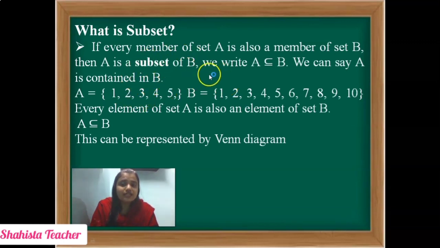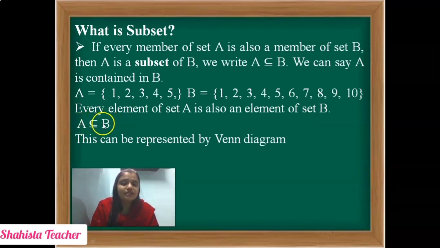So A is a subset of B because B is containing all the elements of A. Here we say that A is contained in B, and B is containing all the elements of set A. Every element of set A is also an element of set B. So A is a subset of B, and this symbol is known as subset.